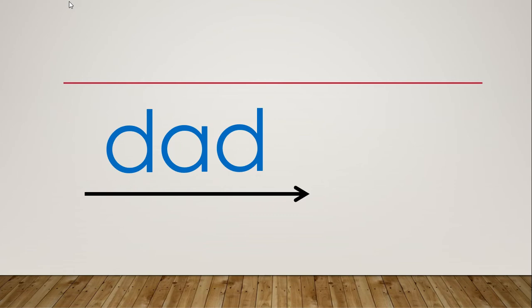Put a D at the end of your word. The final sound is D. Let's read all three sounds together. D, ad, dad. This word is dad.